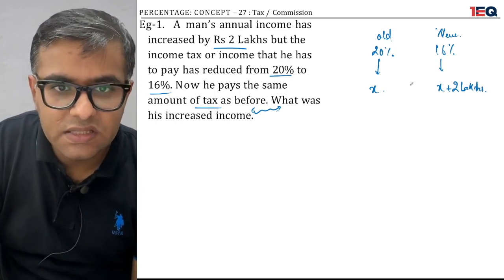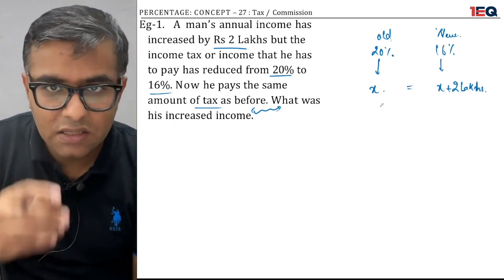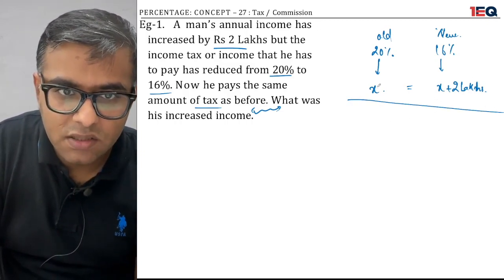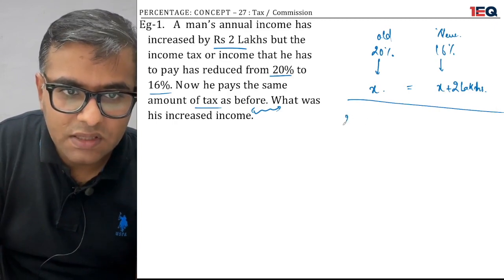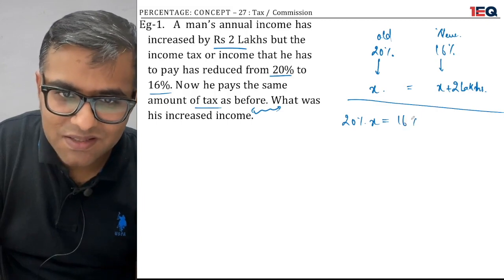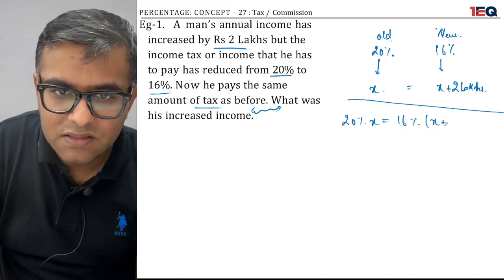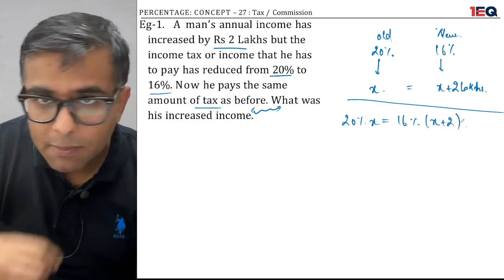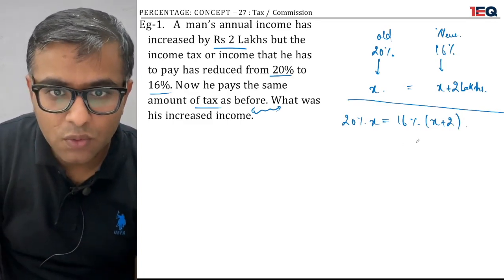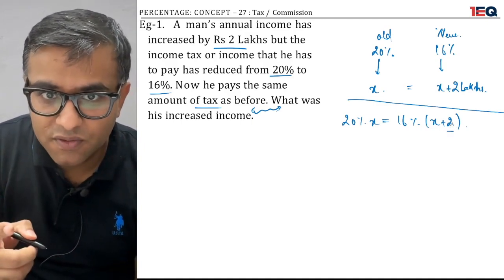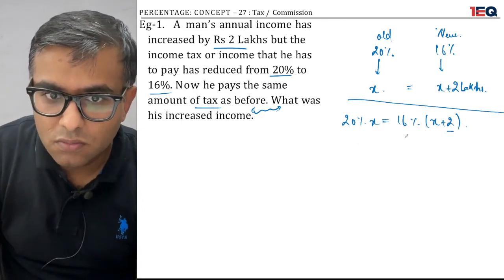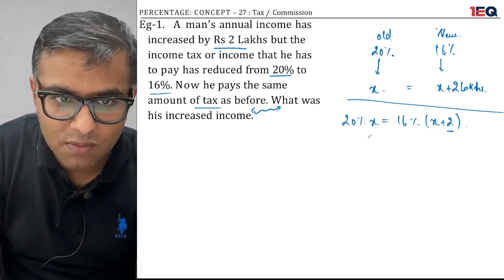And according to the question, the income tax in terms of rupees is the same. So according to the question, 20% multiplied by X is equal to 16% multiplied by X plus 2. I'm considering it to be 2. Otherwise I'll get a different value, like a fraction of 2, or a bigger portion of 2. So you need not worry, it's going to be a very simple problem over here.